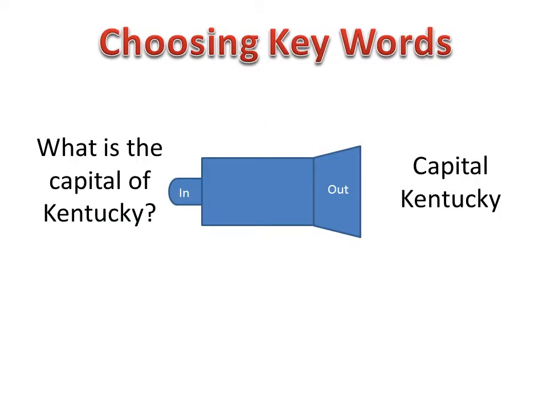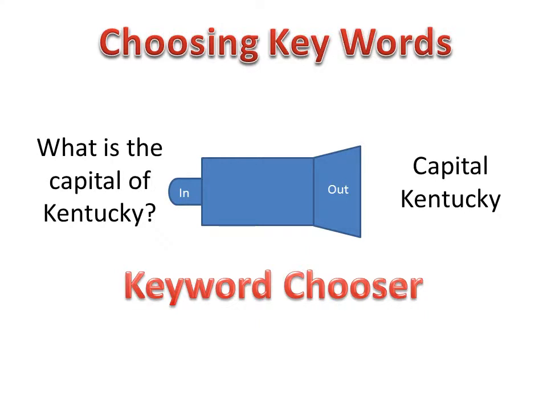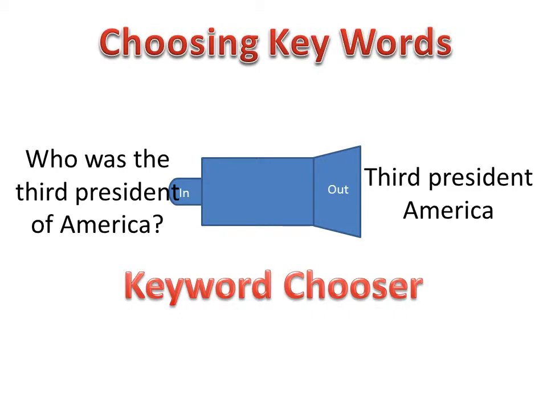So what we need to do is build on our choosing the keyword skills. For example, one way to think about it is we need to work on our keyword chooser. Right here, I have a question that is, what is the capital of Kentucky? So I'm going to take that question and take out just the keywords. Capital Kentucky is important. Let's look at another one. Here it says, who was the third president of America? I could leave out words like who, was, and the, because those are all over the place anyway. So we can use just third president in America.